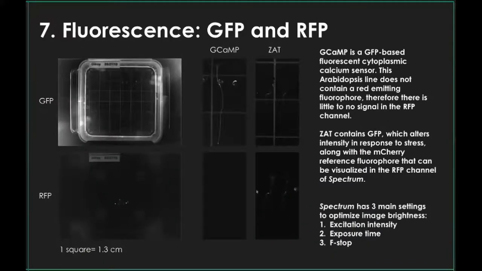Here we're looking at the fluorescence signal from the same plants. We've got 2 lines growing on this plate. GCaMP, a fluorescent calcium indicator, has a strong signal in the GFP channel and, as expected, nothing in the RFP channel. On the other hand, ZAT contains both GFP and mCherry, which is visible in the RFP channel. There are a number of ways to optimize brightness in Spectrum images. This includes the excitation intensity, exposure time, and f-stop.